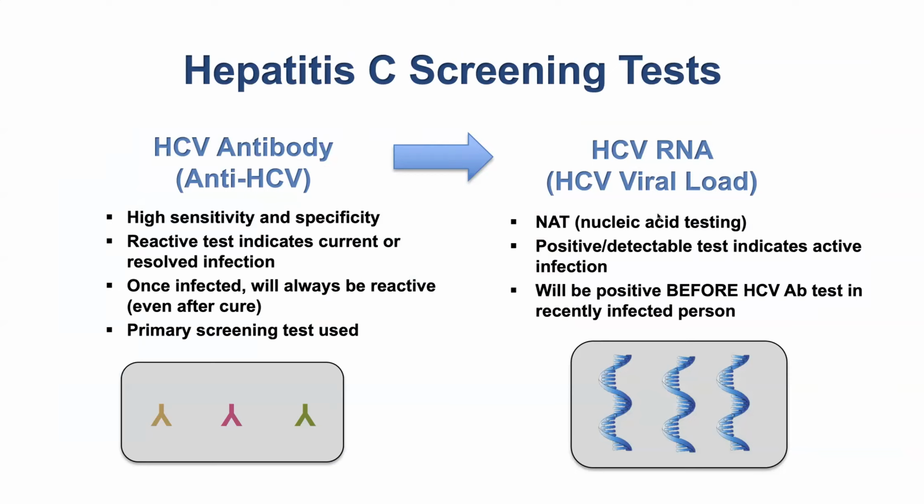But if you have somebody who's antibody positive, you have to confirm if they have virus. So the antibody says they've been exposed to the virus, they made an antibody response, but to determine if they're chronically infected, you need to test for virus. So you do an HCV viral load, a nucleic acid test.